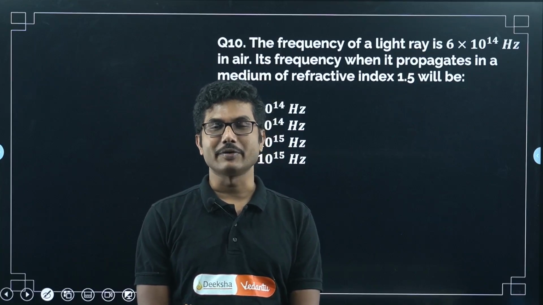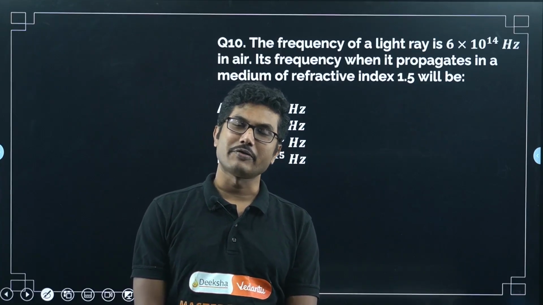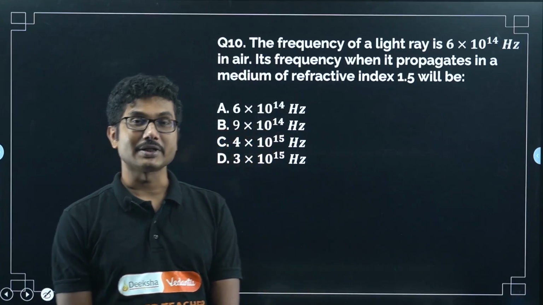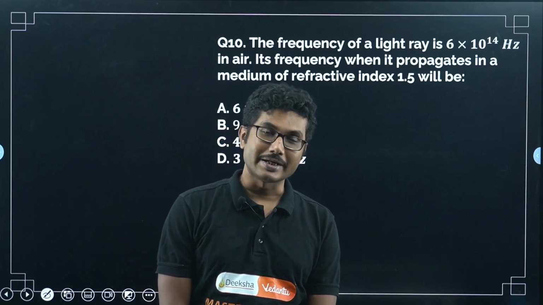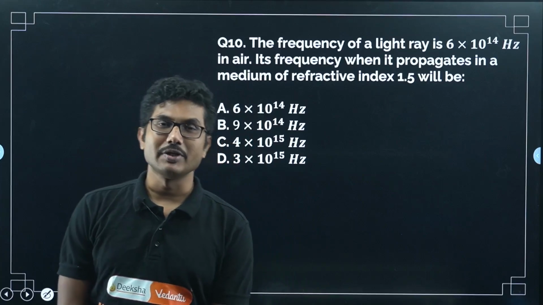For any given light, as long as it is propagating and not getting absorbed, its frequency will remain constant no matter which medium it is traveling through. What is the speed of light in that medium? Speed of light can change, wavelength can change, frequency will not change.